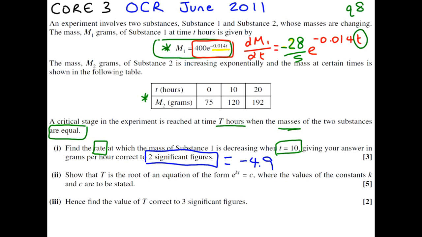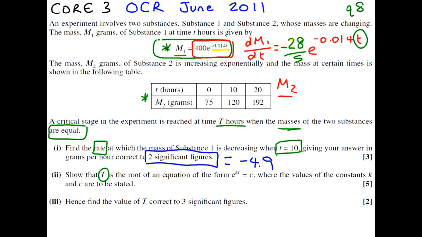Show that t is the root of an equation of the form e to the kt equals c, where the values of the constants k and c are to be stated. That means that we need an expression for m2. We've got an expression for m1. If we get an expression for m2 as well and set them equal, that will show us the values of constants at that special time t.